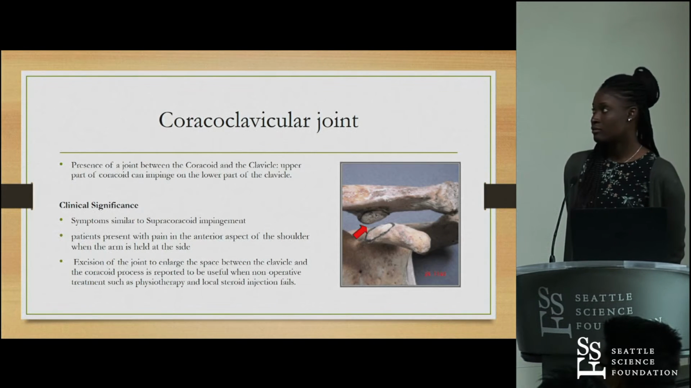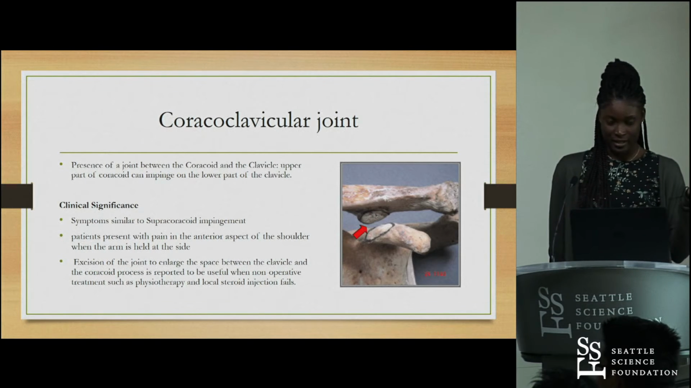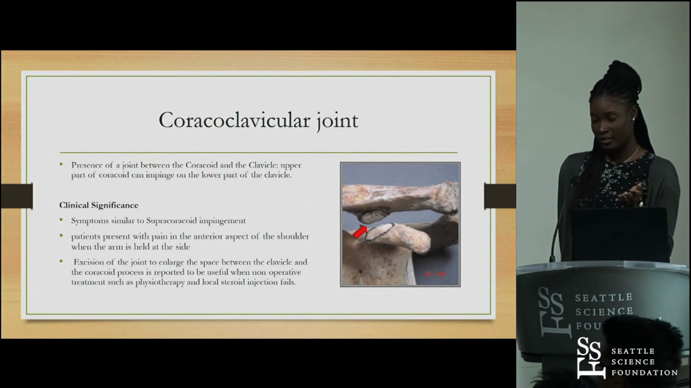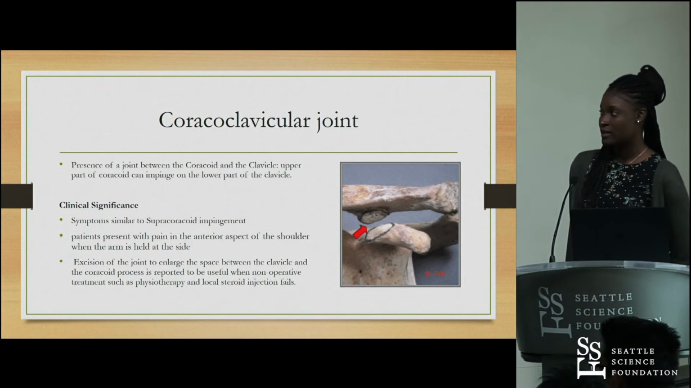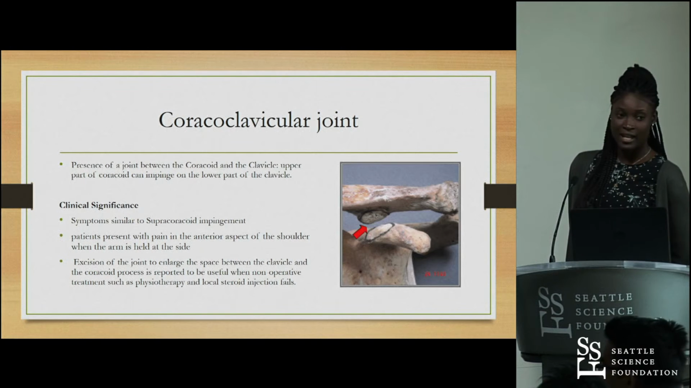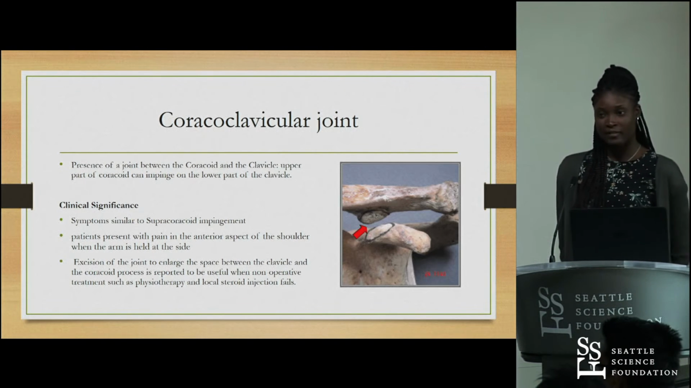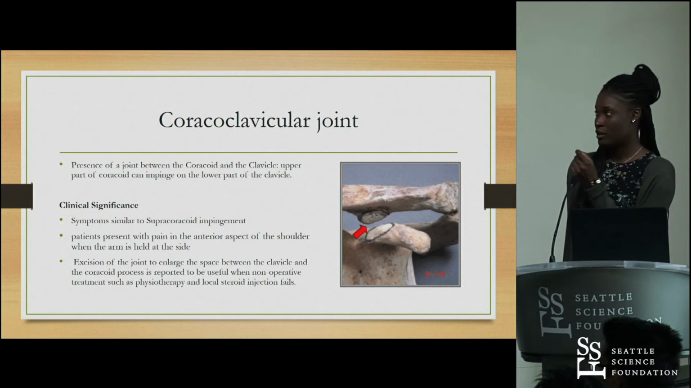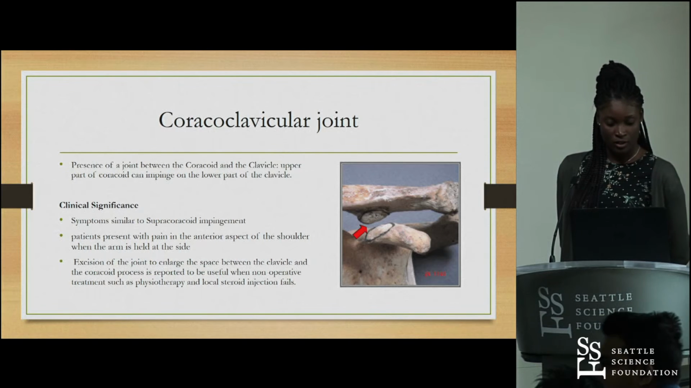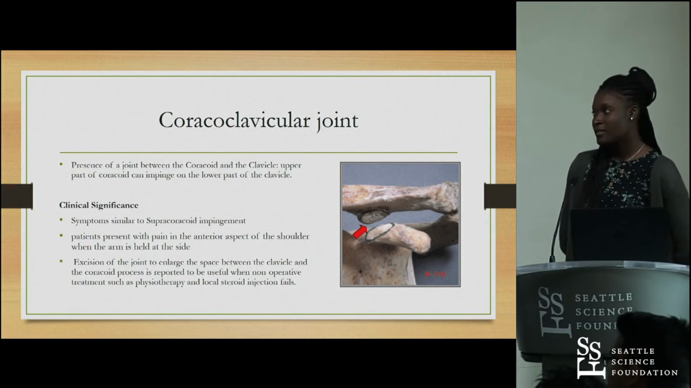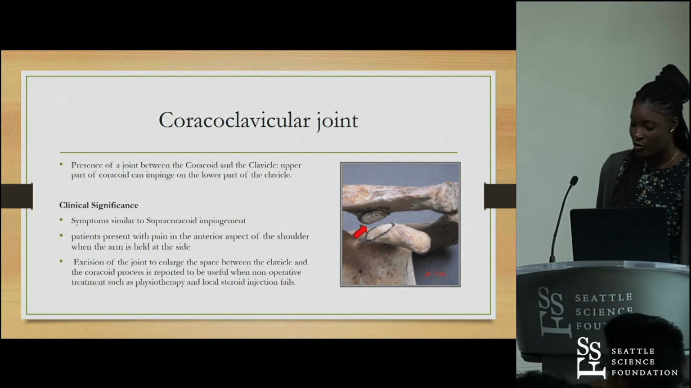So the coracoclavicular joint. I talked about the coracoclavicular ligament, which connects the coracoid process to the clavicle. In some cases, you can actually have a coracoclavicular joint, which is an articulation between the clavicle and the coracoid process. It's not a normal variant. When you do have that, you have narrowing of the space between the clavicle and the coracoid process, and you can have compression of certain structures in between. The symptoms experienced are very similar to supracoracoid impingement syndrome.